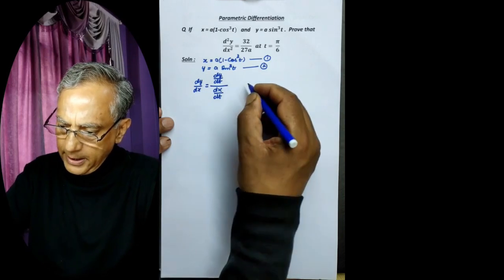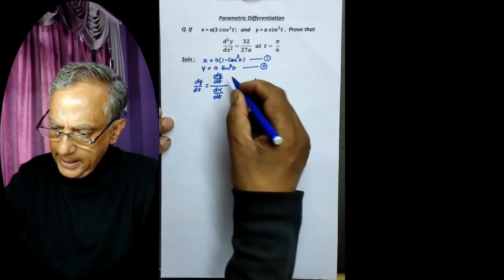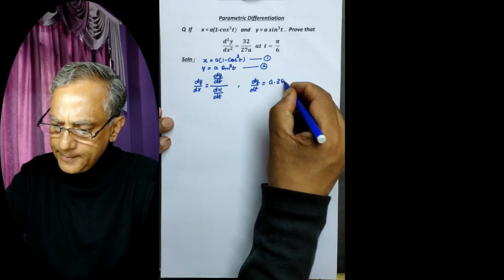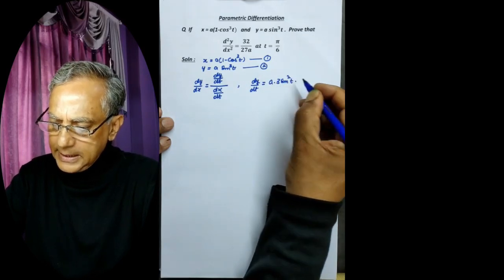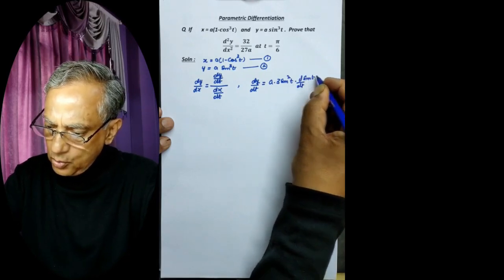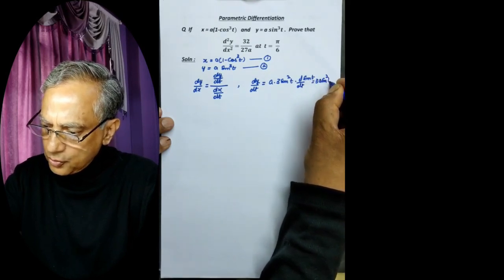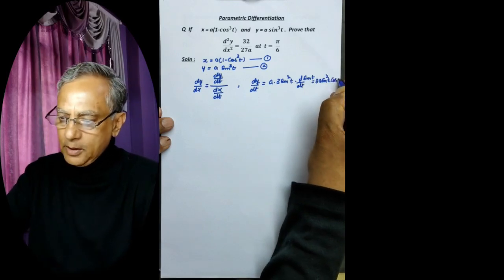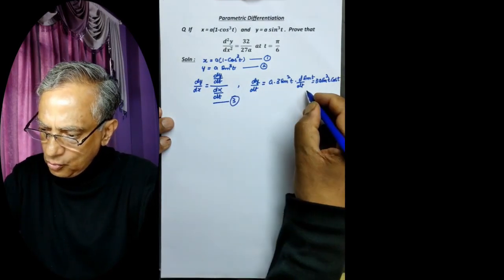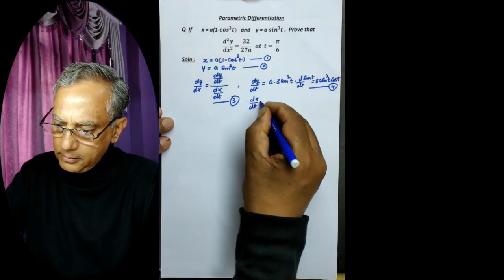Now dy by dt is equal to a into differential of sine cube t, which will be 3 sine square t into differential of sine t, and this is equal to 3a sine square t into differential of sine t, which is cos t. Say this as 3 and this as 4.